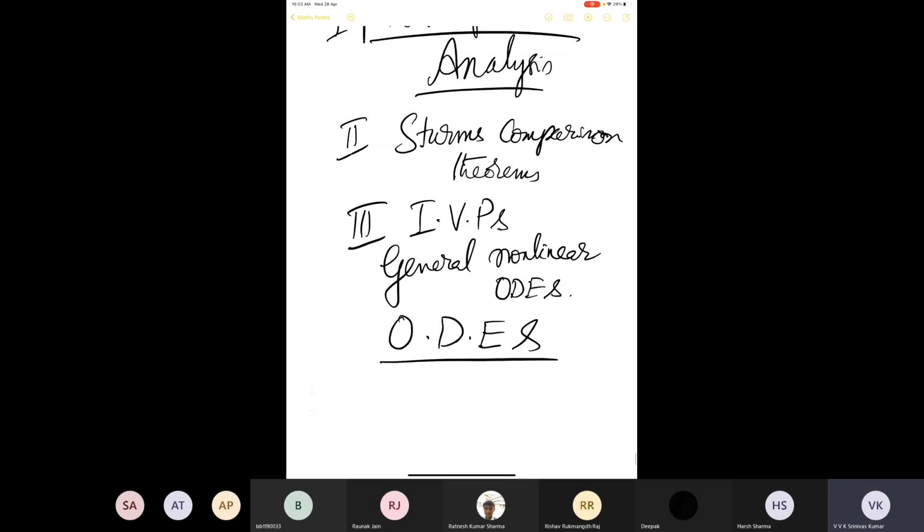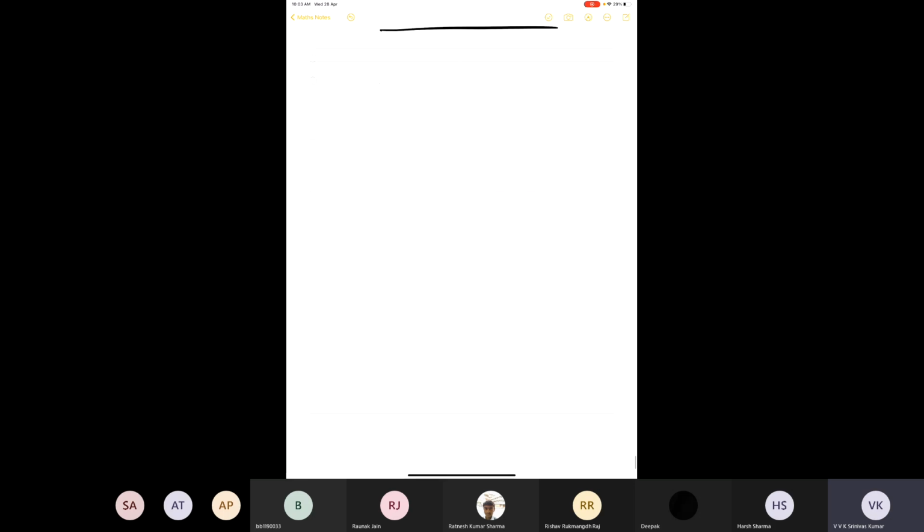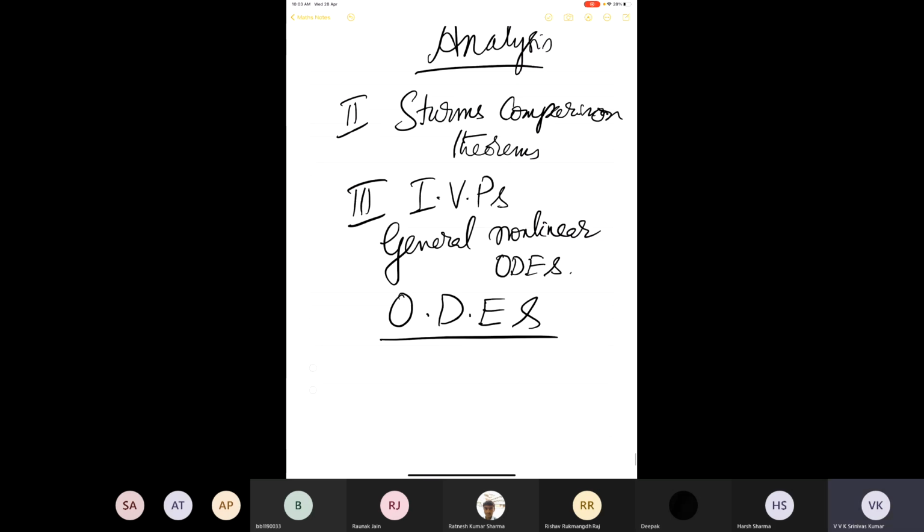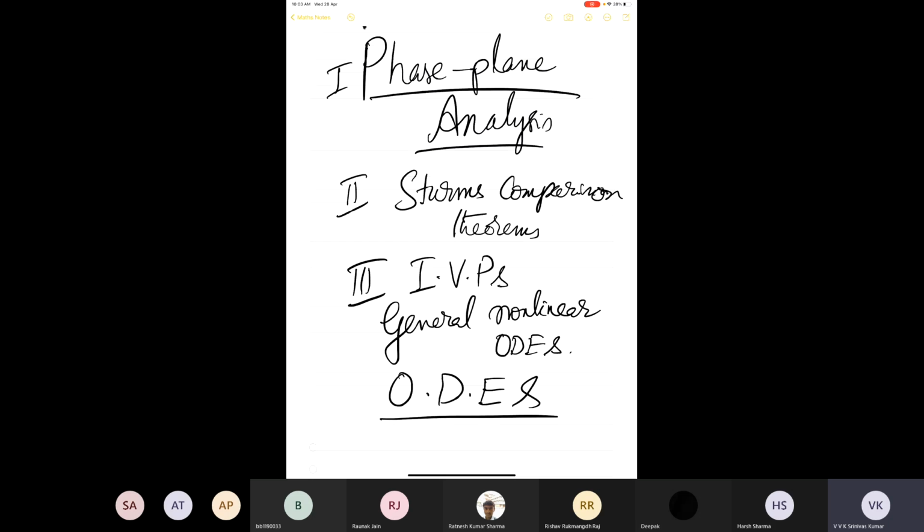So the main problem is to do the, first, let me just give a brief introduction about these three topics. What is phase plane analysis? What is Sturm comparison theorems, and an overall picture.